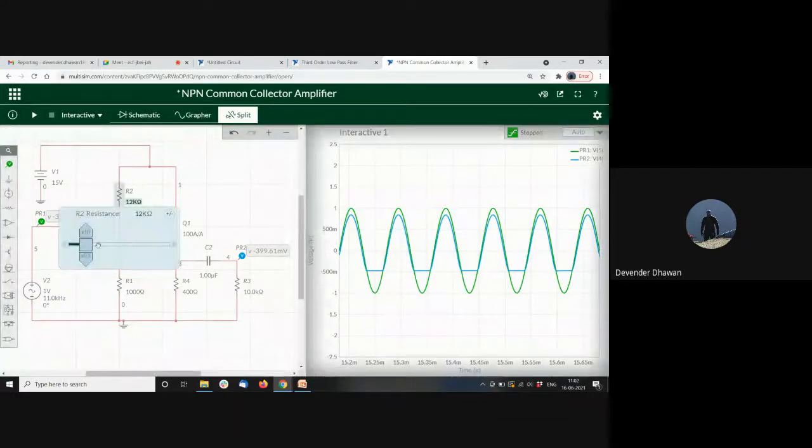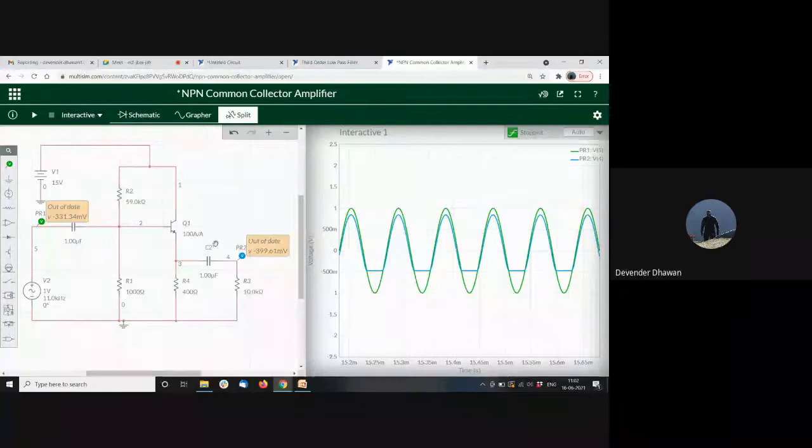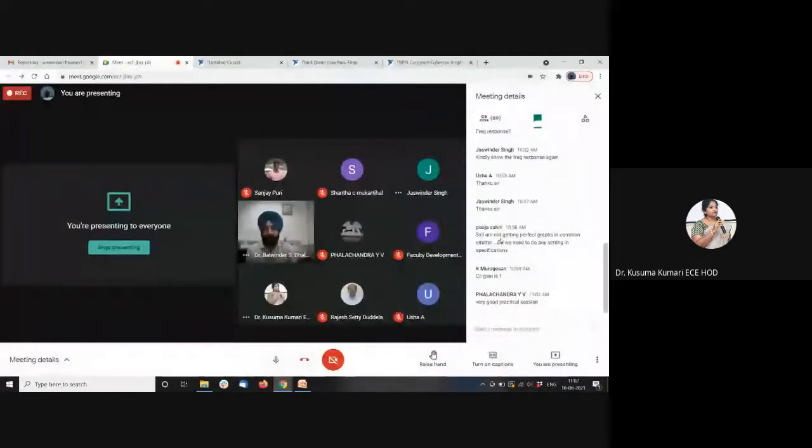So what I will do, I will change something, only the resistance value, and you see it has shown out of date. So it means that something has changed, and then you basically need to run it again to get the new data. Okay, now Pooja ma'am is asking, I'm not getting a perfect graph in common emitter. Ma'am, you just have to give it proper biasing, like we gave some resistance value to it.